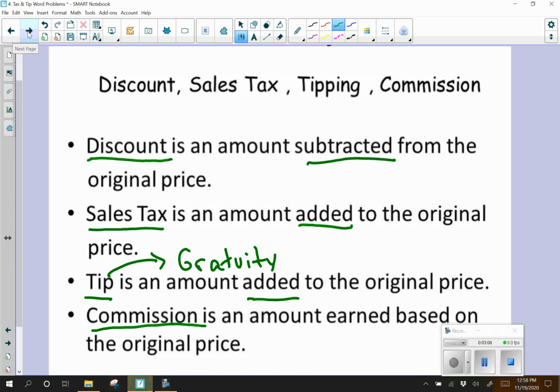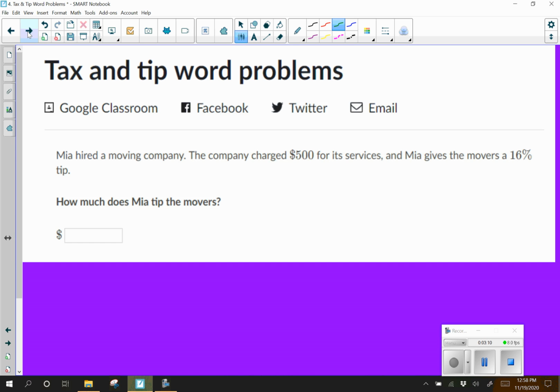So now that we've gone over the vocab, let's look at some of these problems that you might see. This one says, Mia hired a moving company. The company charged $500 for its service. Mia gives the movers a 16% tip. How much does she tip the movers? So these questions right here are going to be very important. You have to make sure you're understanding what they're asking you for. In this case, they're asking us how much she tips them.